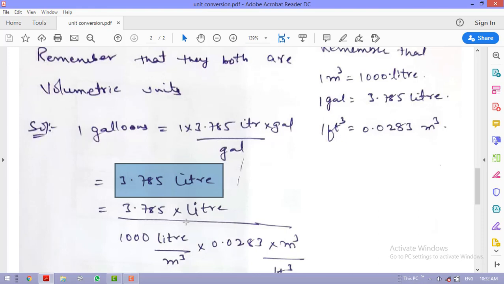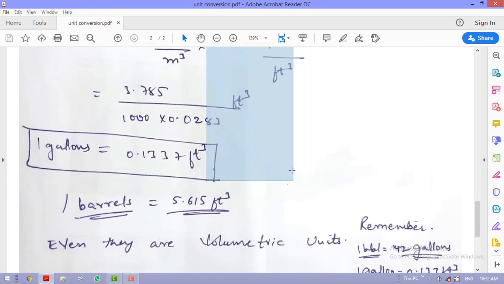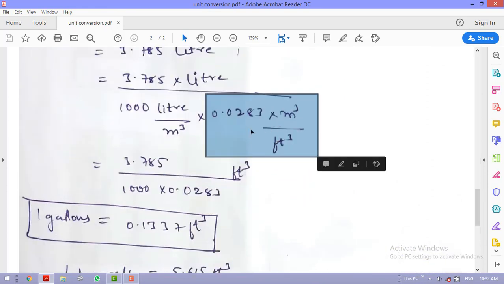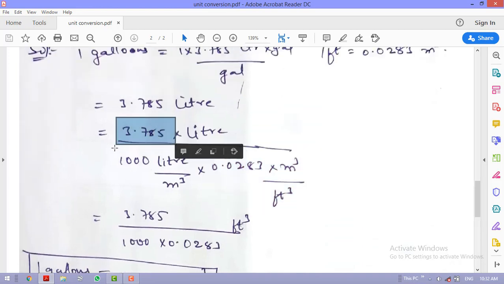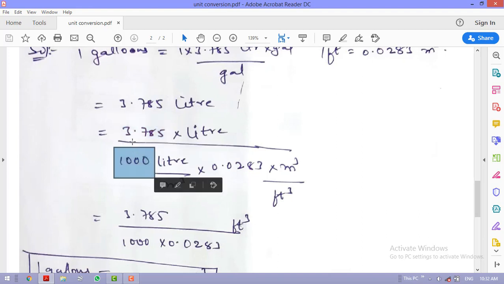Now this liter I am just converting in terms of feet cube, or you can just ignore this step for a while and convert liter into meter cube first. Then you can apply 0.0283 meter cube per feet cube. Okay, so first 3.785 divided by 1000. Then as you can see in the units, liter and liter will get cancelled and this meter cube will jump in the numerator.